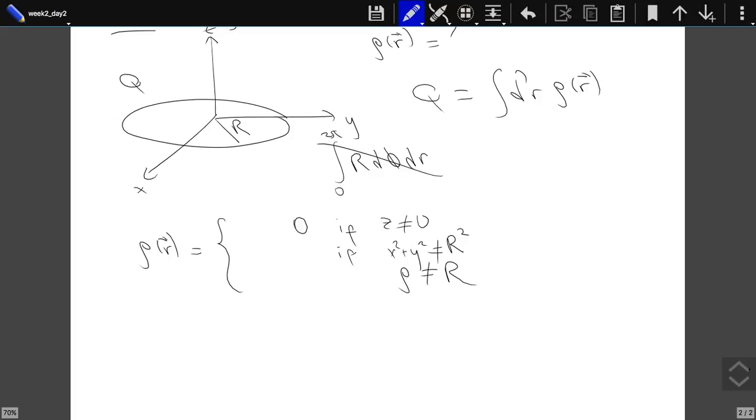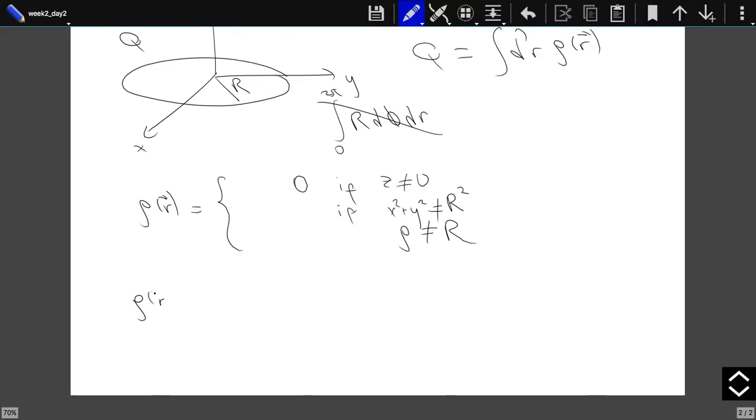Because as you pointed out, the charge density multiplied by the volume should give us the total charge. But the volume is 0, so the charge density should be infinite. So we have this weird function which is 0 almost everywhere except in a region of volume 0. Well, that is the Dirac delta function.